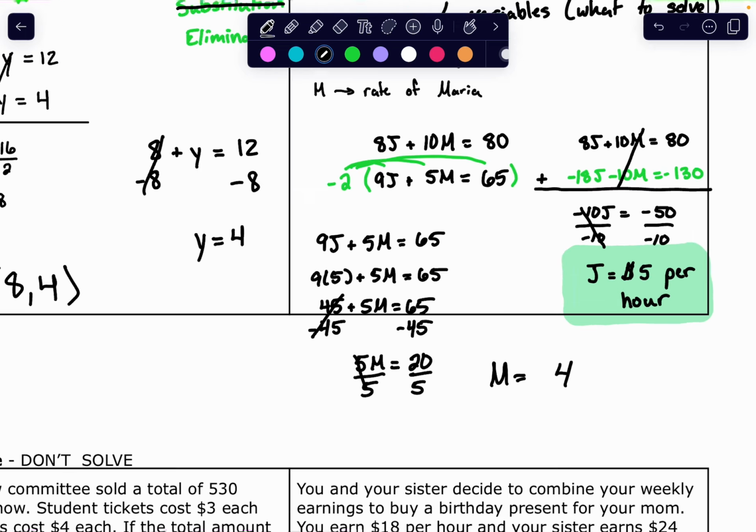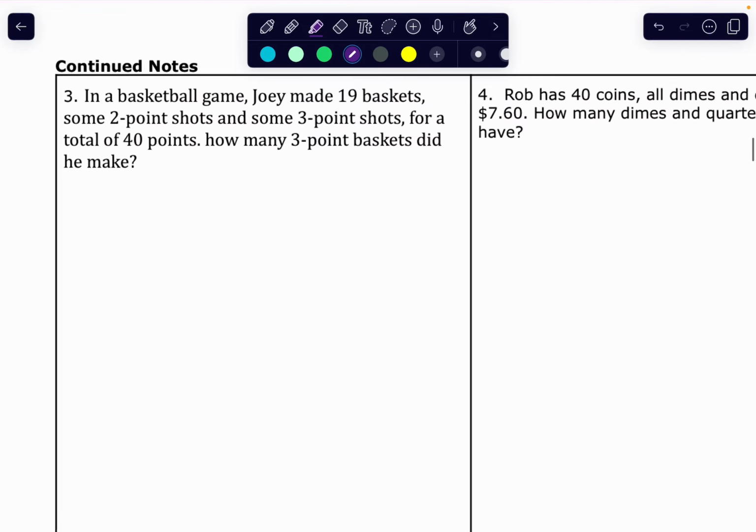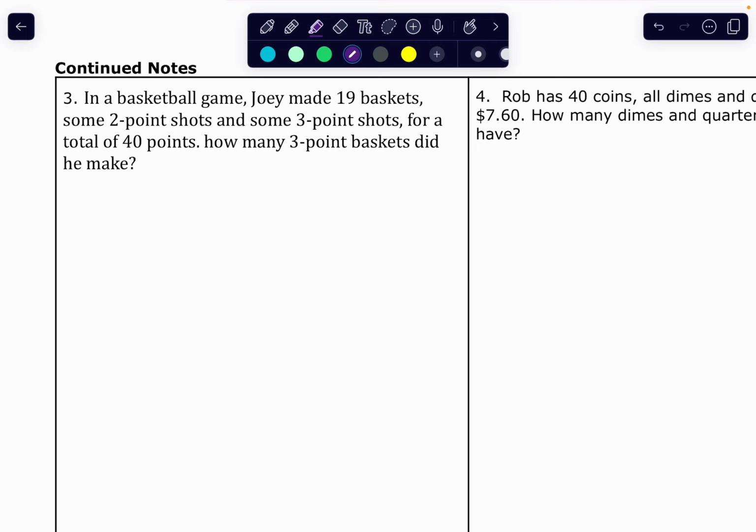Let's do just a couple more. So I think this is number 3 for you all. So let's do this one together as well. In the basketball game, Joey made 19 baskets, some 2-point shots and some 3-point shots for a total of 40 points. How many 3-point baskets did he make?